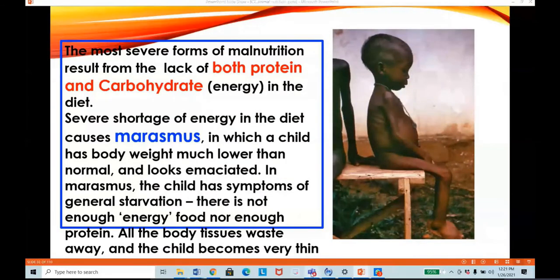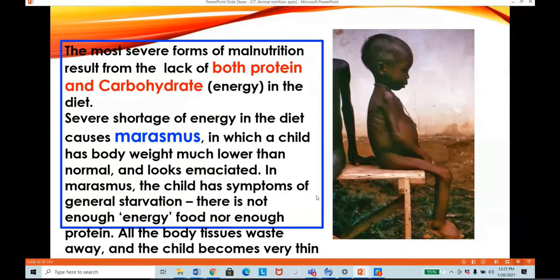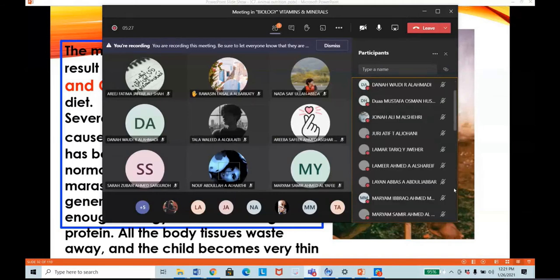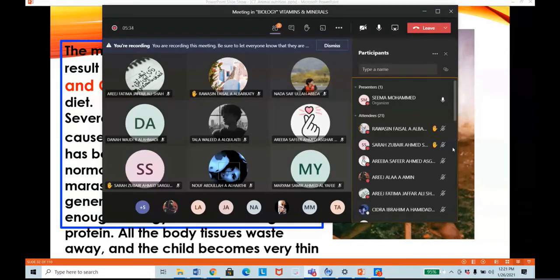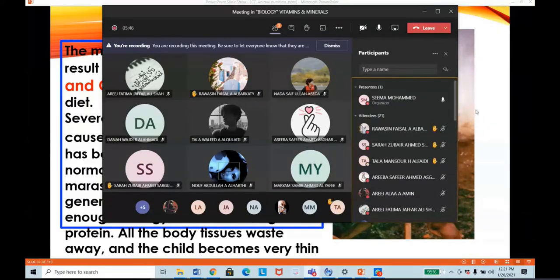Who was raising the hand apart from Sarah and Rawasan? Who was the other one? Tala, I believe, right? Who's going to explain marasmus? Quickly. Anybody else who wants to answer apart from Rawasan and Sarah? Come on, ladies. Would you like to answer it? Okay, Tala Mansoor, go ahead.